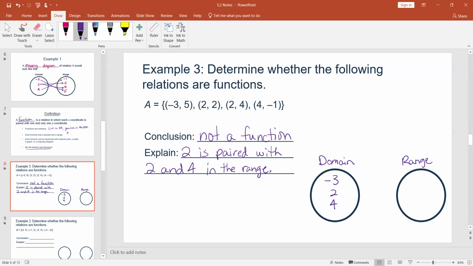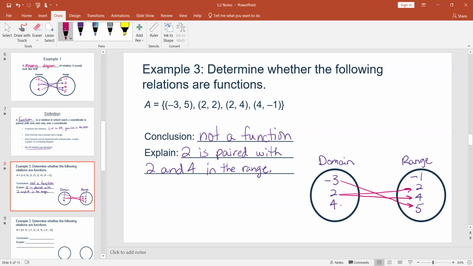And then we have 5, 2, 4, and -1. So I'm just going to put those in order here. And then you can graph them. -3 links to 5. 2 links to 2. 2 links to 4. Well, instantly you're like, nope, not a function. I just drew 2 arrows from the same domain element, the 2. Therefore, this cannot be a function.